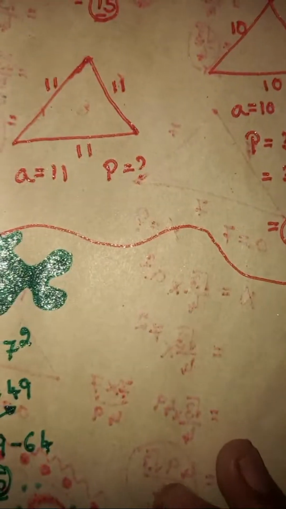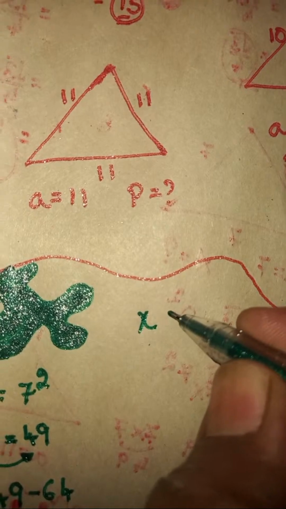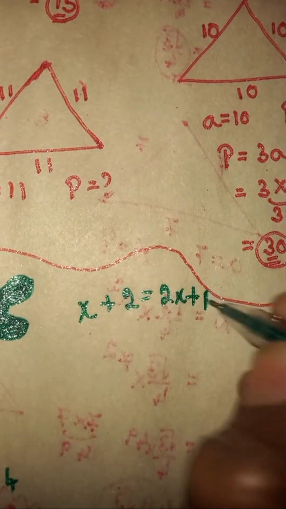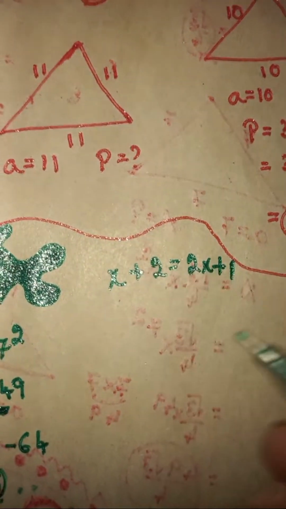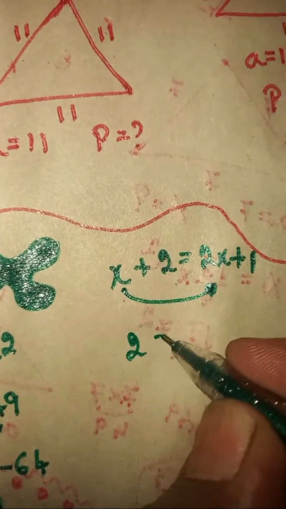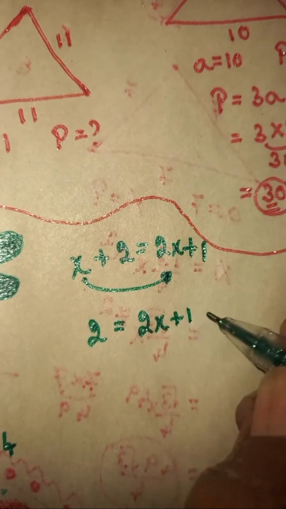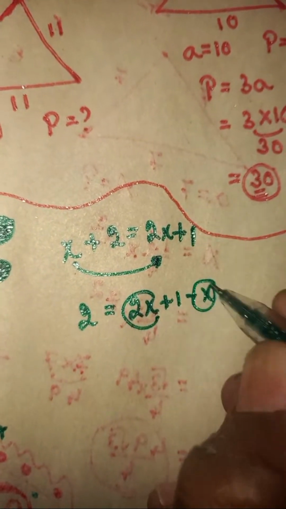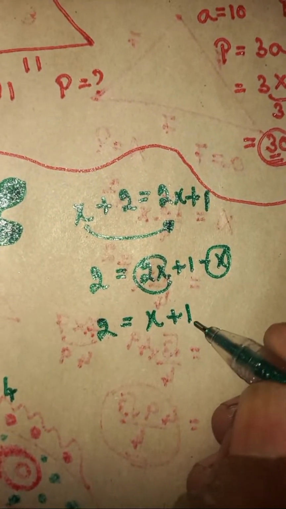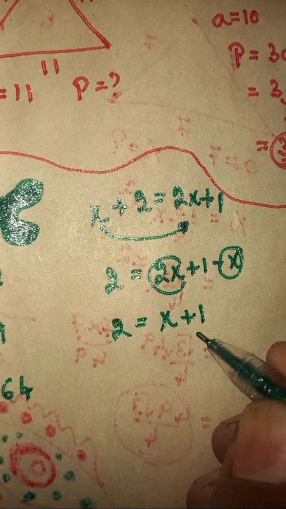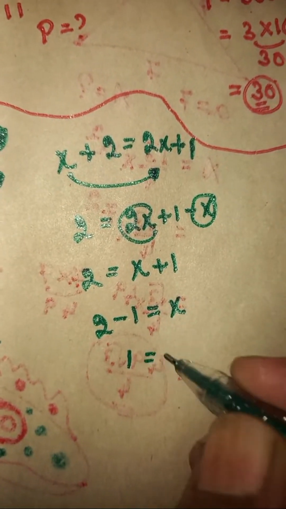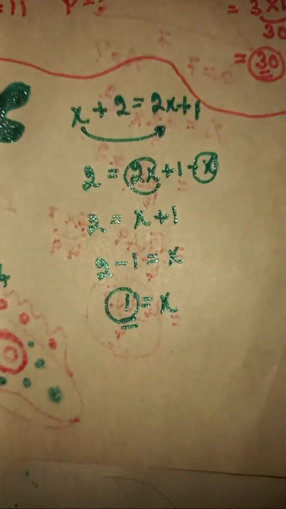Let's take another one equation, that is x plus 2 equal to 2x plus 1. Now you need to find out the same x. This time send this x that side, it's going to become minus x. So this 2 equal to 2x plus 1 minus x. 2x minus x becomes just single x, and this one remains. This one if comes this side, it becomes minus 1. 2 minus 1 equal to x, so 1 equal to x. So the x value is 1.